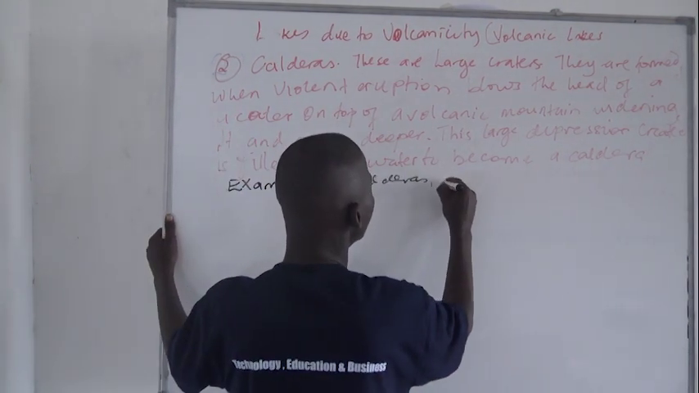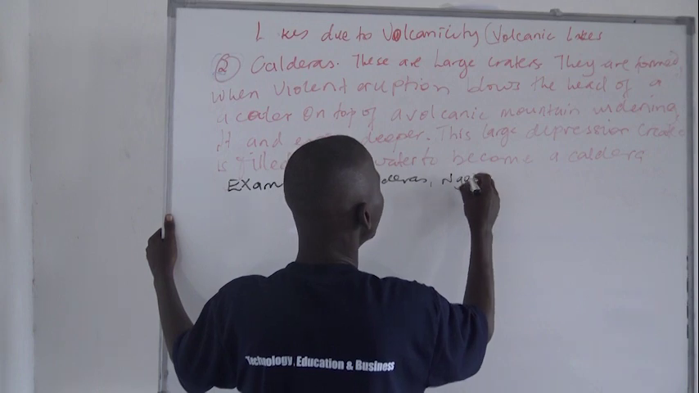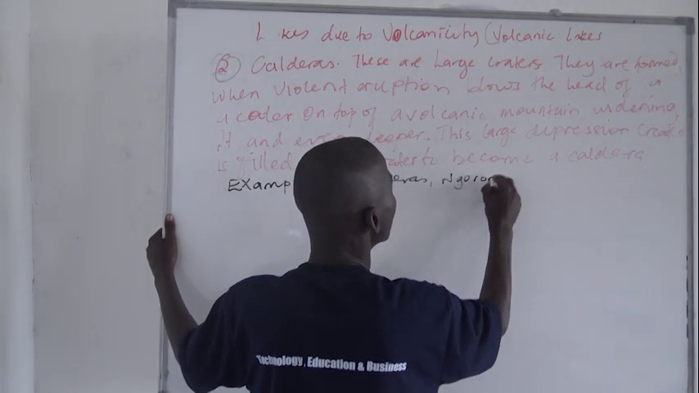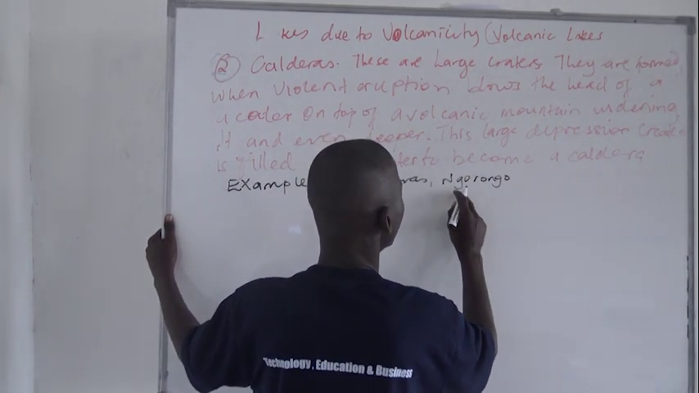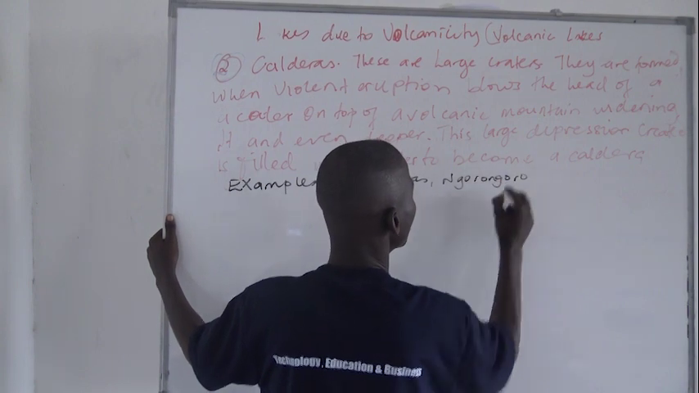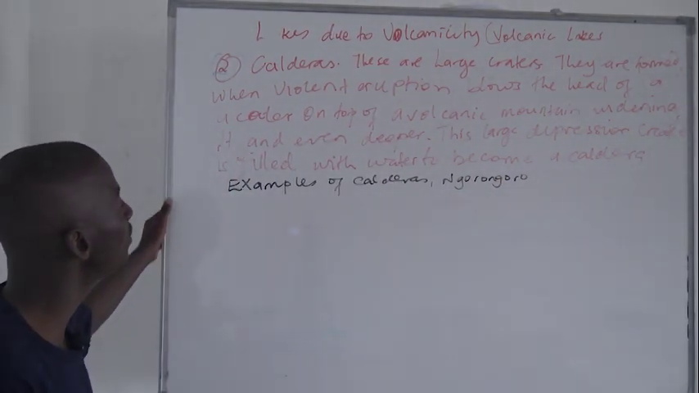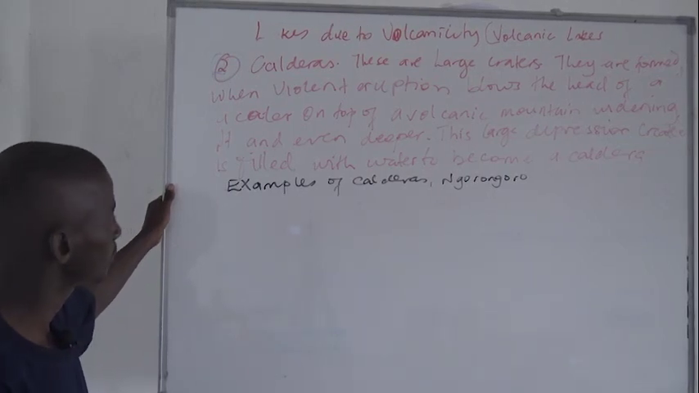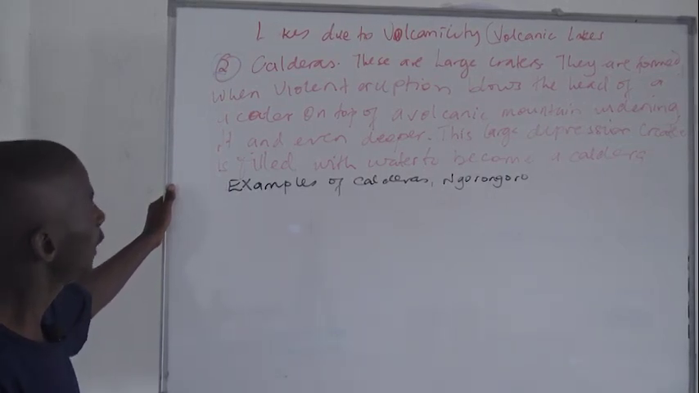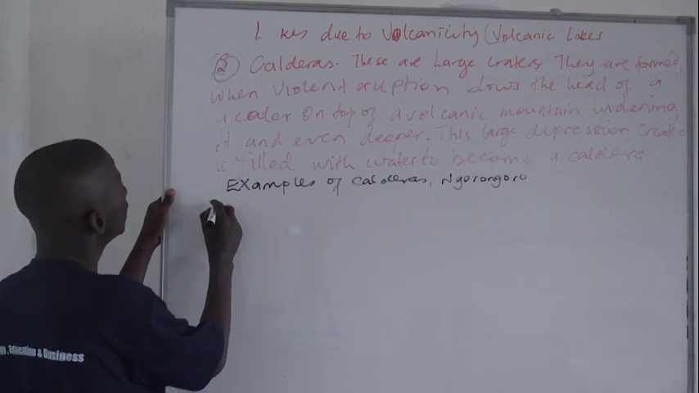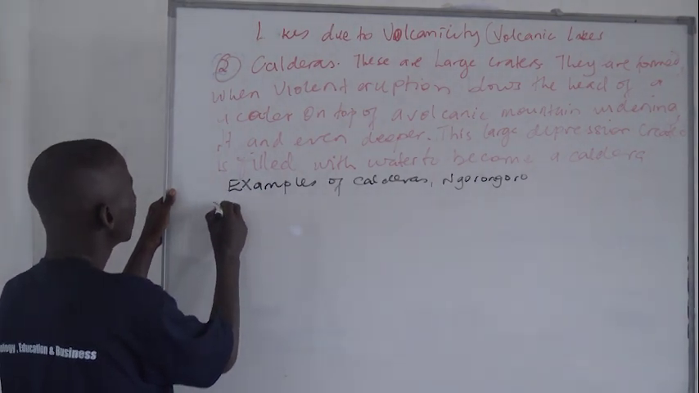The best one is Ngorongoro caldera. Ngorongoro caldera is the best example of a caldera. So the third type of volcanic lake.